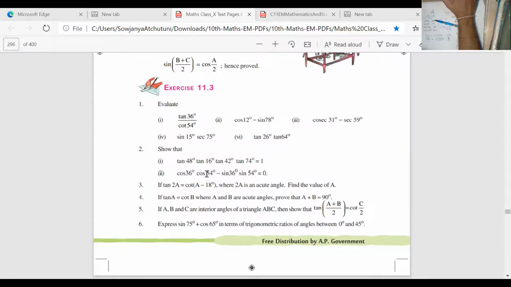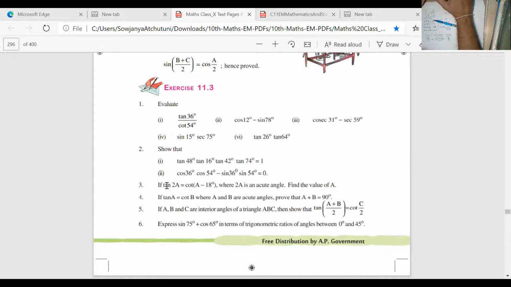Here also same thing. Cos 36, cos 54. Cos 36 is sin 54. Cos 54 is sin 36. So this is sin 54, sin 36 minus sin 54, sin 36. Okay, I'll come back. What is cos 36? Sin 54. Cos 54, sin 36. So sin 54, sin 36 minus sin 54, sin 36. They are equal and it is 0.